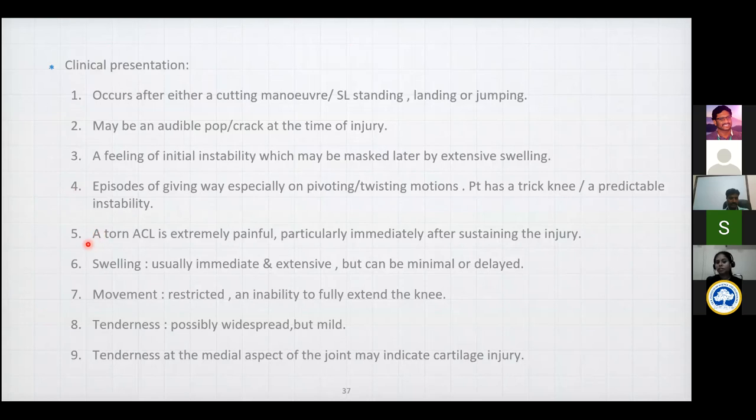So evident instability. Torn ACL is extremely painful, particularly immediately after sustaining the injury. Swelling, usually immediate and extensive, but can be minimal or delayed. Movement is restricted and inability to fully extend the knee. So the quadriceps is hampered here. Tenderness, possibly widespread, but mild. Tenderness at the medial aspect of the joint may indicate a cartilage injury.